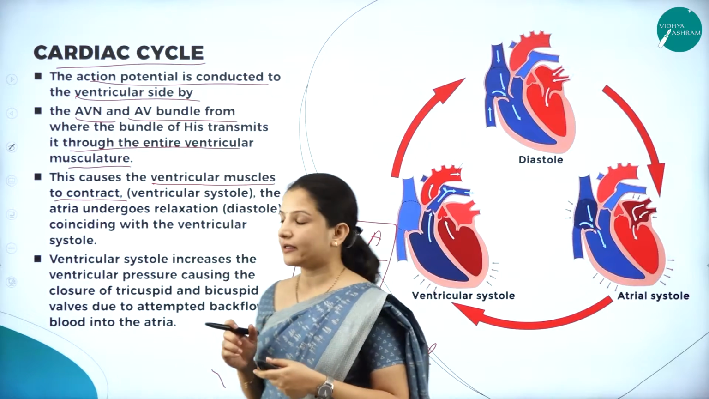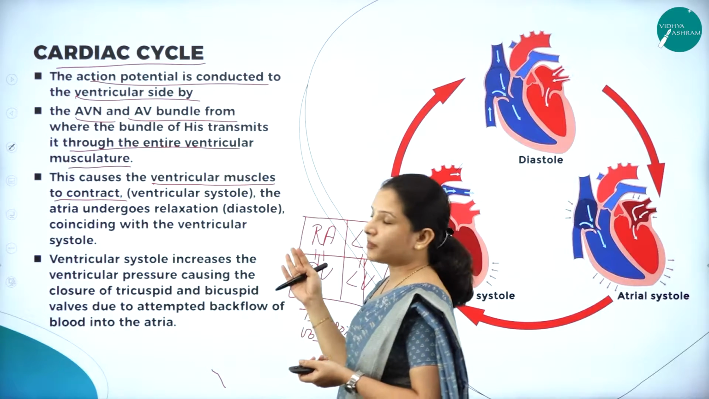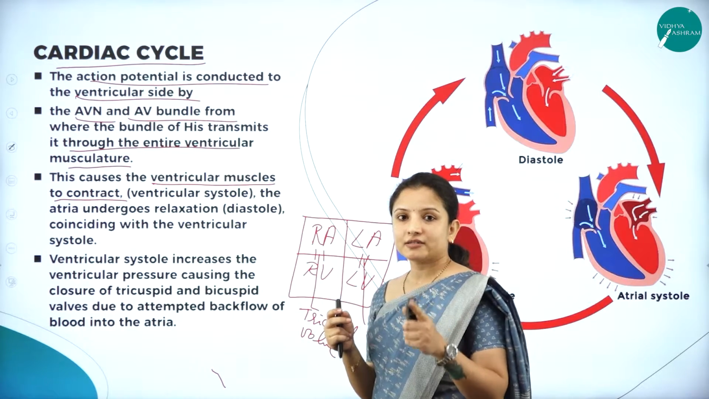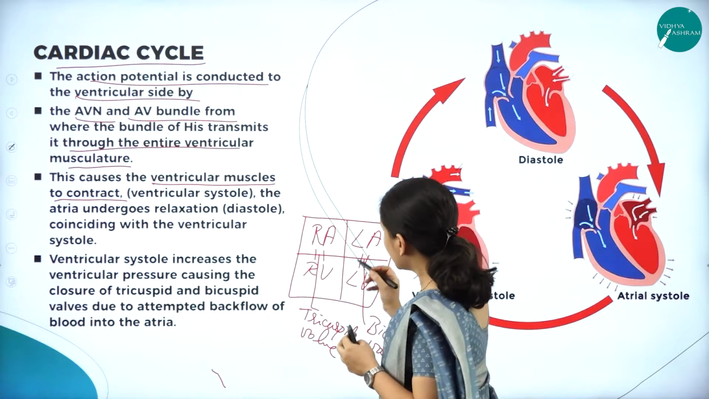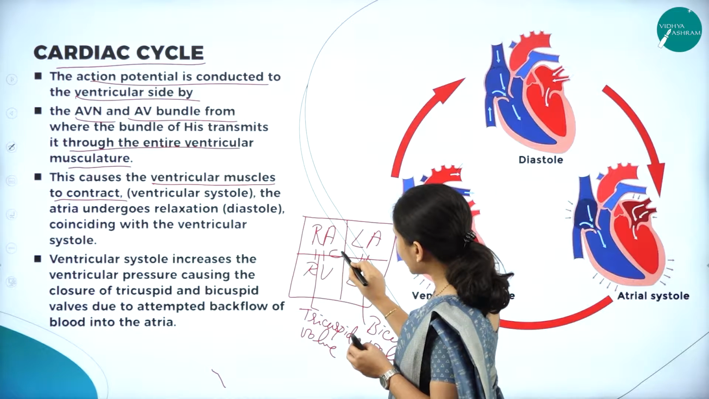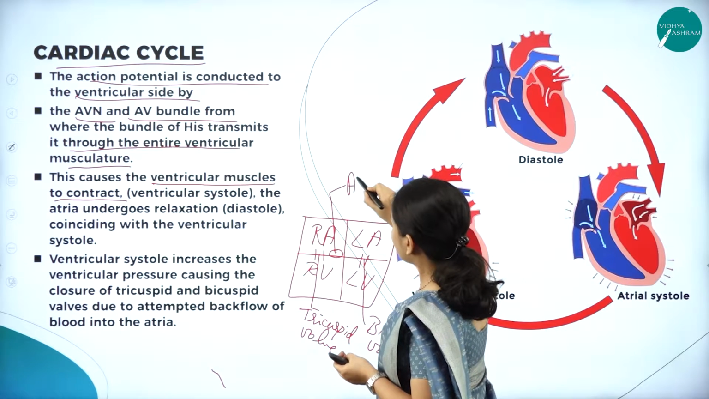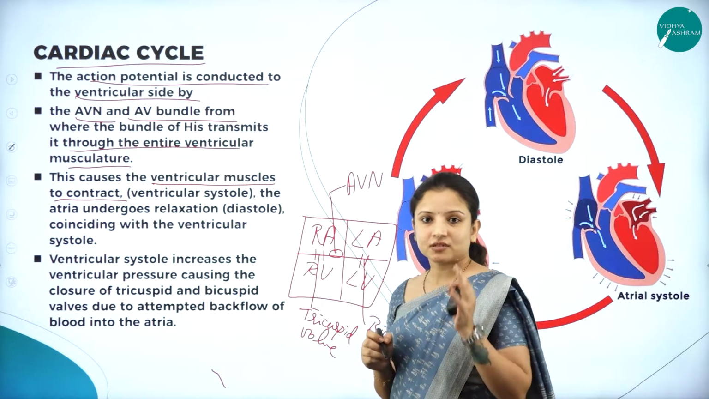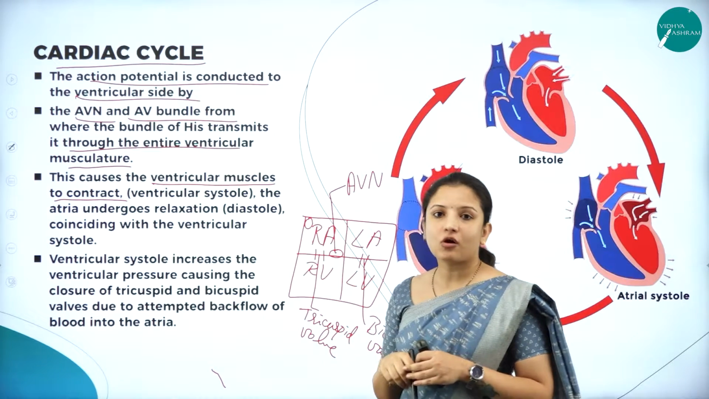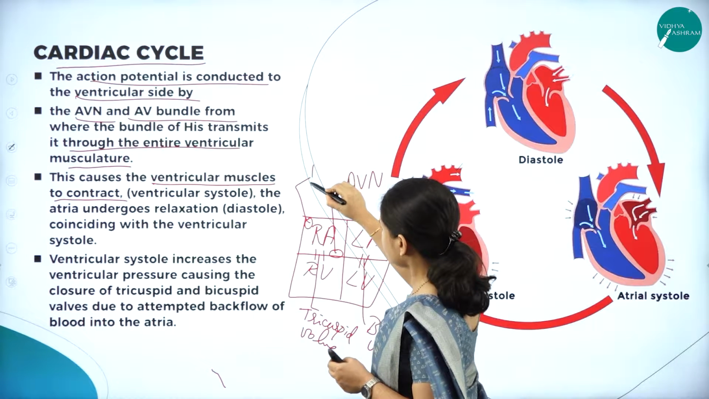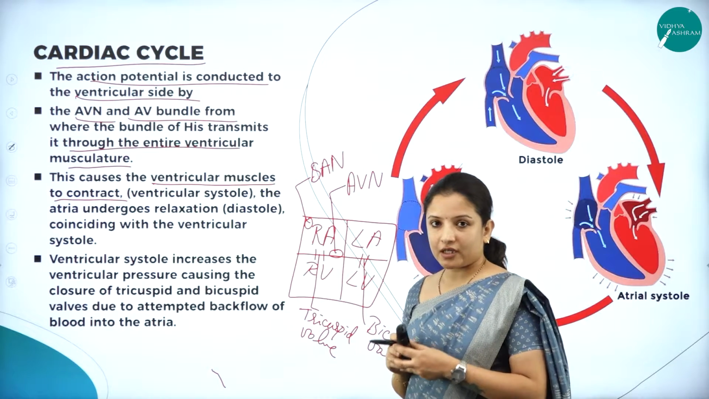So what was the point that they put here in your NCERT textbook? The AVN and the AV bundle. So what is the AVN? AVN is the atrioventricular node, right? Why is it called the atrioventricular node? Because it is present at the junction of the atrium and the ventricle. So that is why it is called the atrioventricular node. Then we have the SAN, that is the sinoatrial node. It is present in the extreme right corner of the right atrium. So both of these are very, very important.